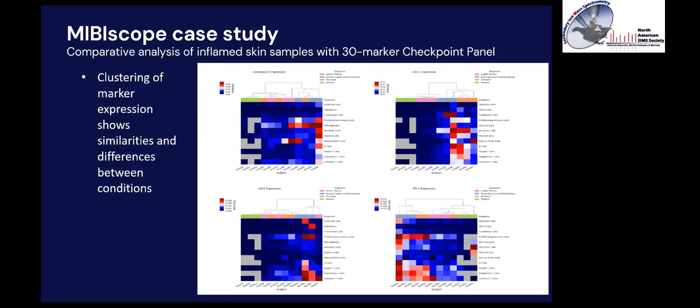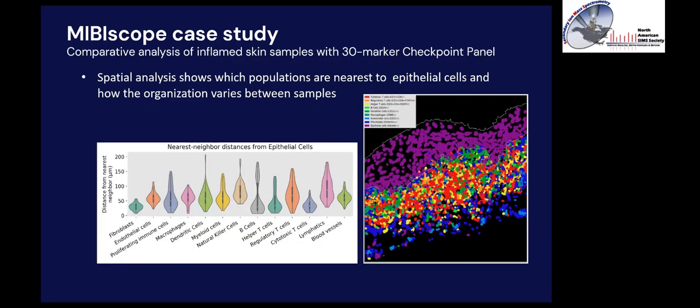And so here we're looking at 4 of the different checkpoint markers: granzyme B, IDO1, LAG3, and PD1, and can see that those have differential expression across different populations of cells, even within the groupings of samples.